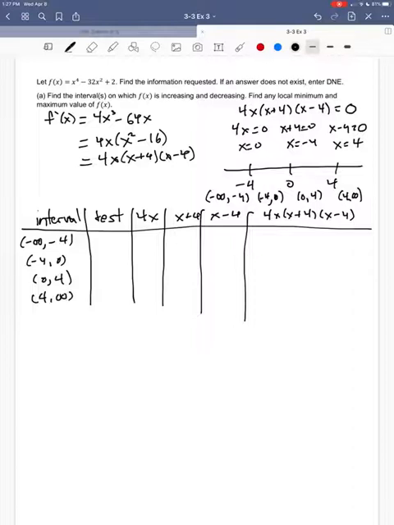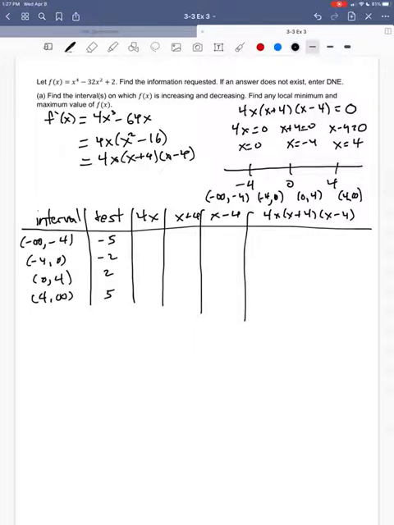So I'm just going to take a test number in each interval. So negative infinity to negative 4, one of the numbers in there would be negative 5. Between negative 4 and 0, maybe I pick negative 2. Between 0 and 4, maybe positive 2. Between 4 and infinity, maybe positive 5. You don't have to pick those numbers. You can pick any number that would be in the interval.